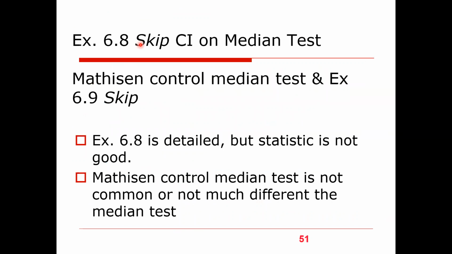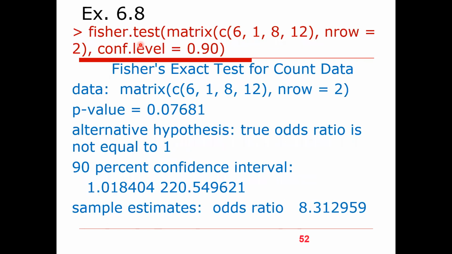Next, the Mathison control median test for finding confidence intervals. We skip this part because the test statistic is not good. Why not good? If you have interest, you may read examples 6.8 and 6.9 to find out. We do not require this part in this course.